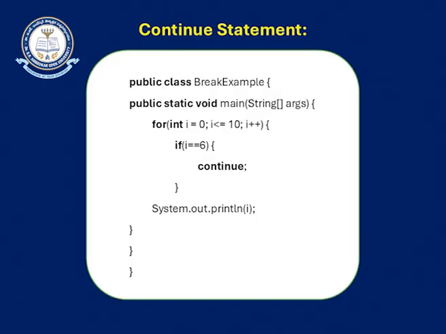Now in this case, you will see values 1, 2, 3, 4, 5, 7, 8, 9, 10. It will skip the 6th instance. In break, it will stop at 6. It will only display up to 1, 2, 3, 4, 5. Continue will only skip that particular instance.